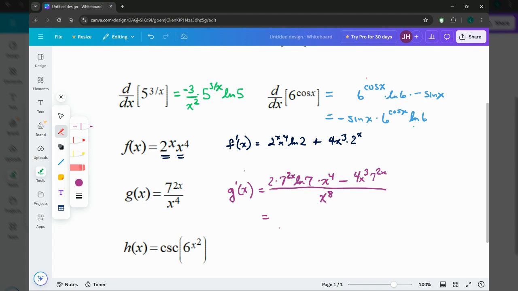I could cancel out an x cubed from all of these, and I would get 2 times 7 to the 2x natural log of 7 times another x, and I'm going to put that x up front here, minus 4 times 7 to the 2x all over x to the fifth. And that would be my final answer.